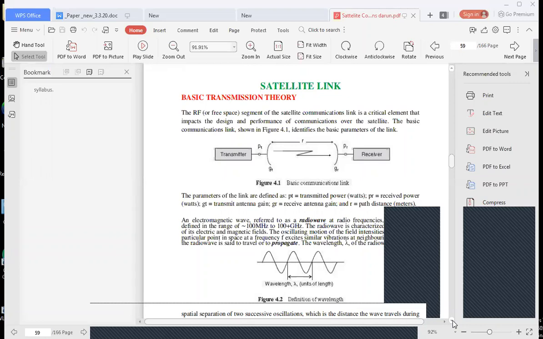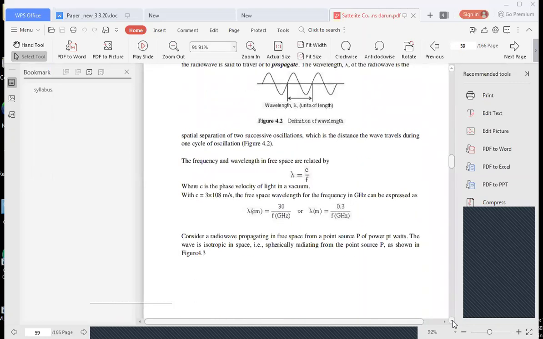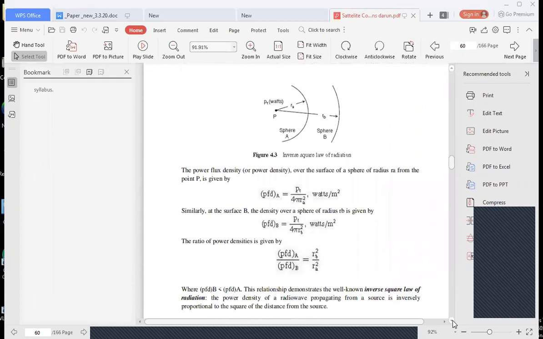Now go to the mathematical derivation. Here, PSD or the power density is given by PT over 4 pi RA square. RA is the radius of the transmitting antenna. Similarly, at the surface B, the density is PT over 4 pi RB square. It is the Friis transmission formula. We all recall the Friis transmission formula.